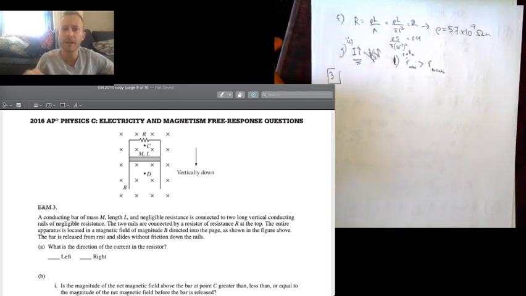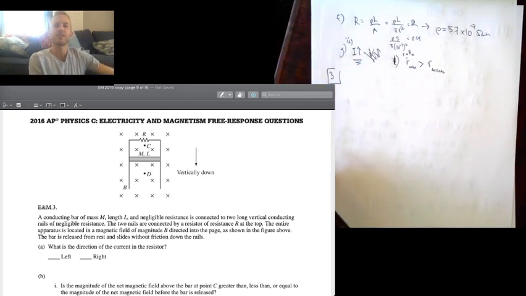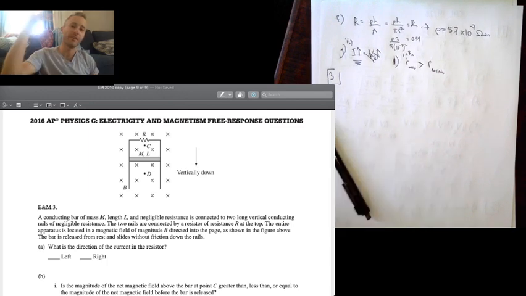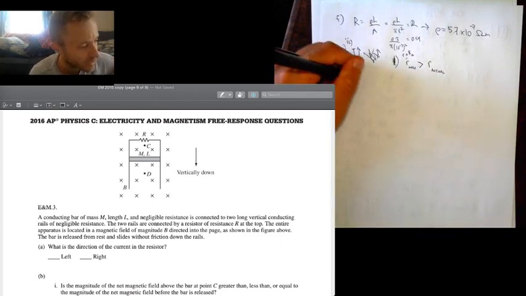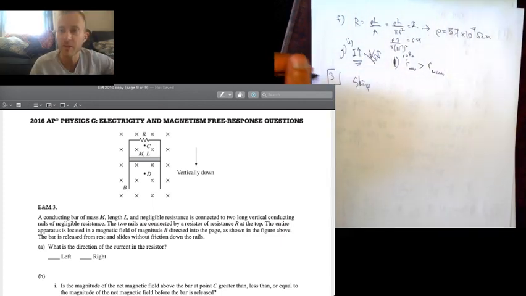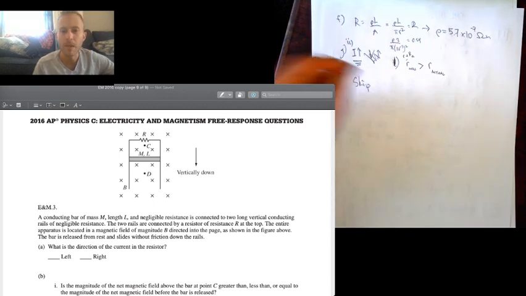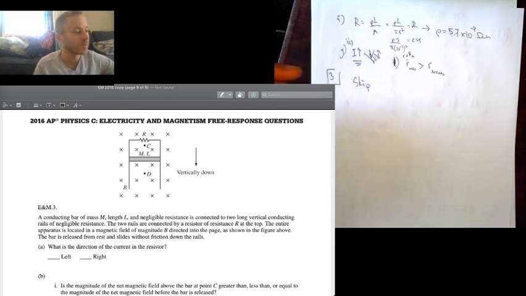A conducting bar of mass m, length L, and negligible resistance is connected to 2 long vertical conducting rails. So we got another railgun problem. Hopefully you guys are starting to see patterns. We get an electric field problem, we get a magnetic field problem, we get a circuits problem. Because magnetism is not on the AP Physics C exam this year, I don't think. I think I'm going to skip this one for today in the interest of time because I'm already late on my lesson. Because this is the magnetism one.